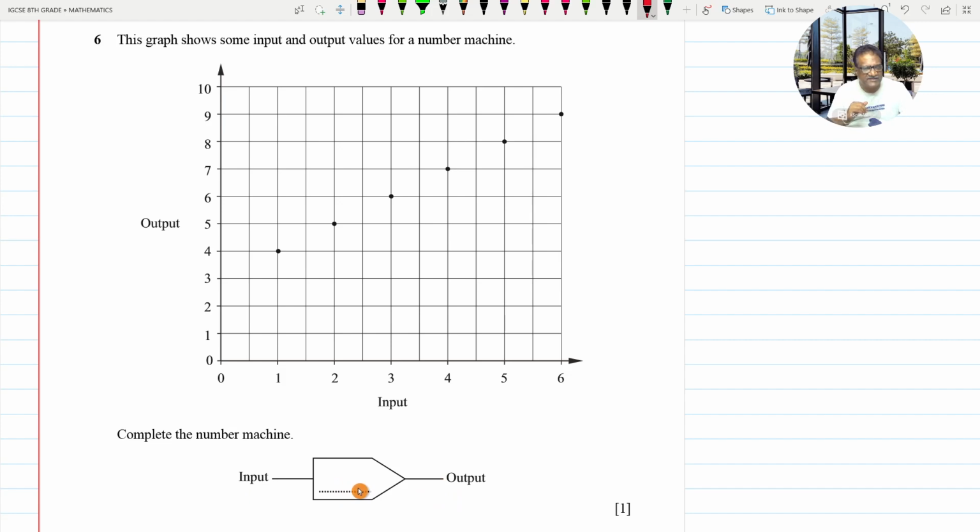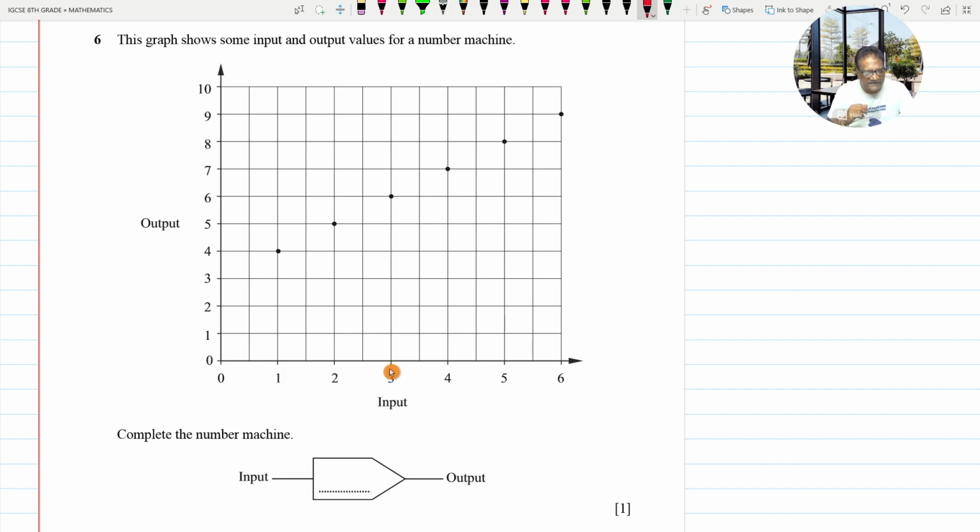It will be adding 3. But you have to check that it is doing the same thing for other input and output also. Now suppose you take 2, the output is 5. So for 2 also, if you add 3, the output will be 5. So again plus 3 is the task that the machine is doing.